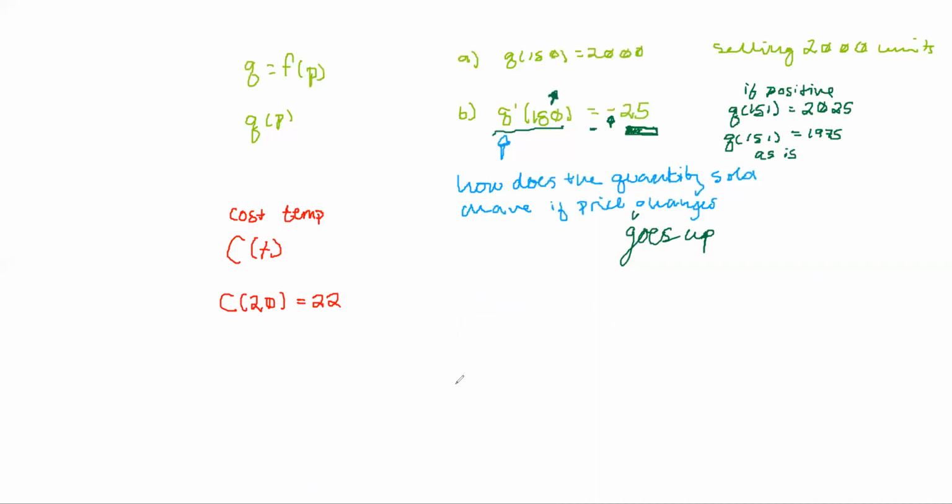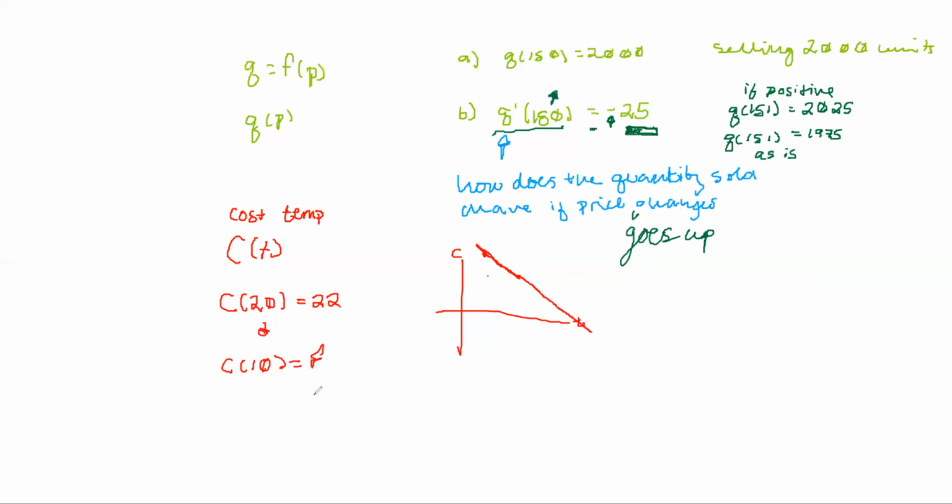I would recommend thinking about this in terms of graphs. If this is my temperature and this is my cost, they were saying that, okay, here I am at 20, and my cost is 22. If I were to change this and say my temperature is now 10, which is over here, my cost would be significantly higher. So if I change this to C of 10, then my cost is going to go up.